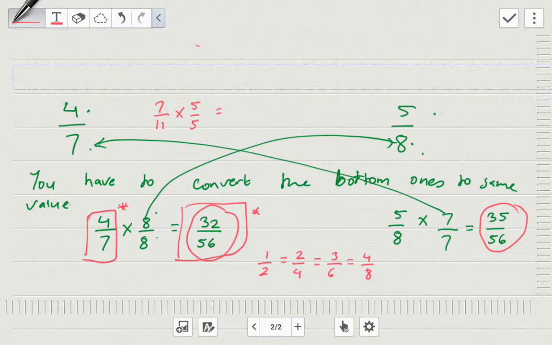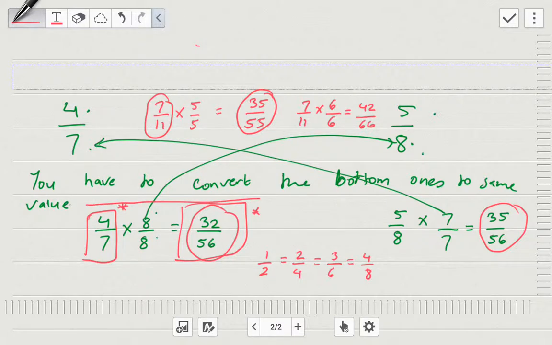Then you would have 7 5s are 35 divided by 55. The idea is this fraction is same as this fraction. Doesn't matter what value you multiply with. Say 7 divided by 11 multiplied by 6 divided by 6 equal to 42 divided by 66. We were able to make this conversion of 4 by 7 into 32 divided by 56 and 5 by 8 into 35 divided by 56 because of this property.